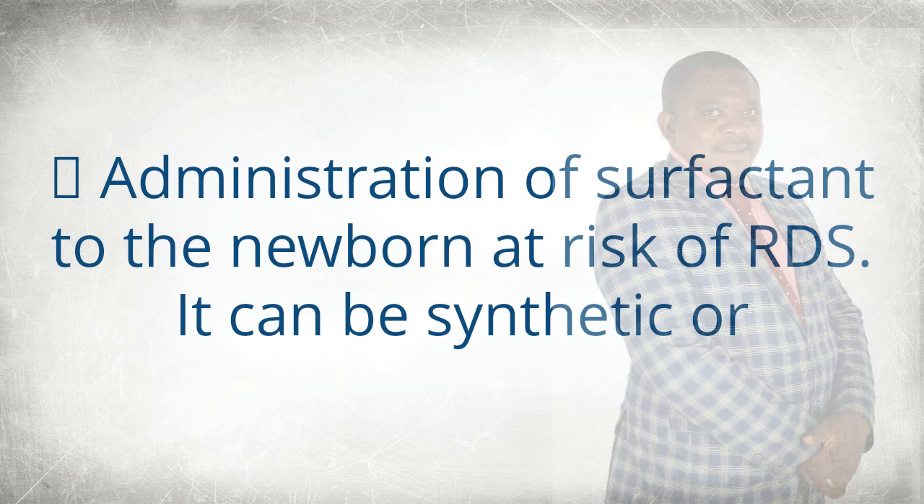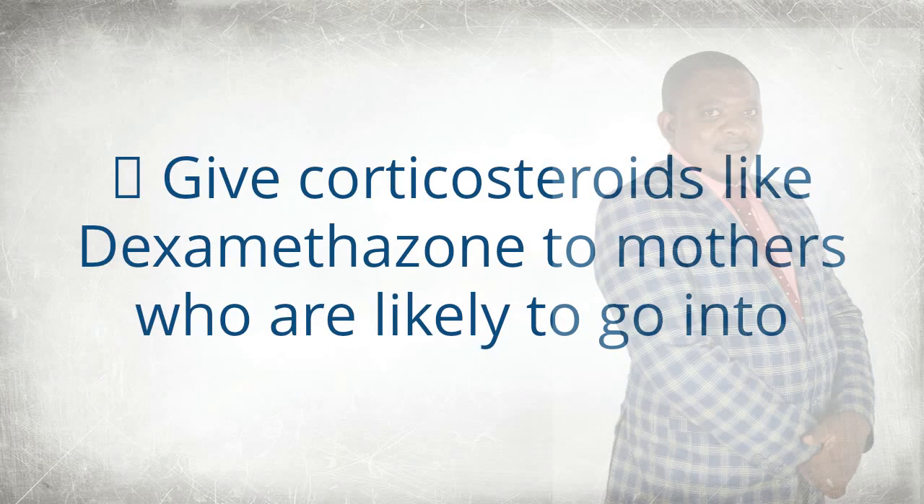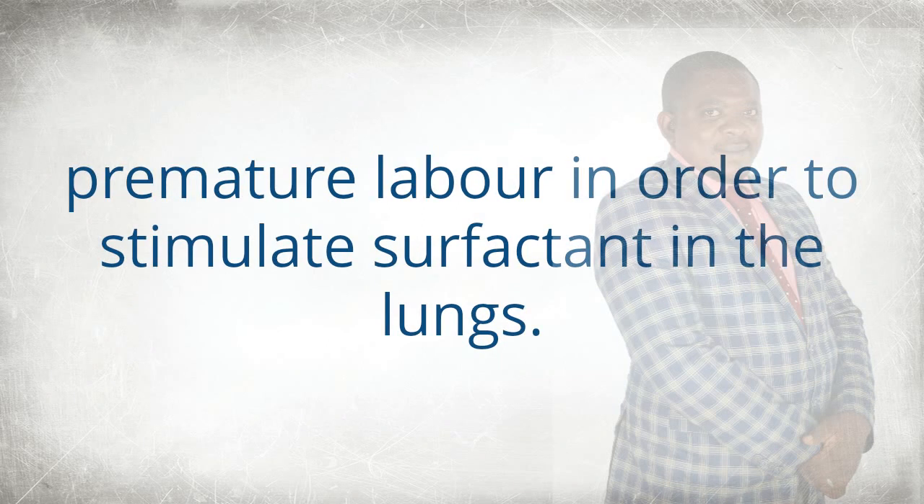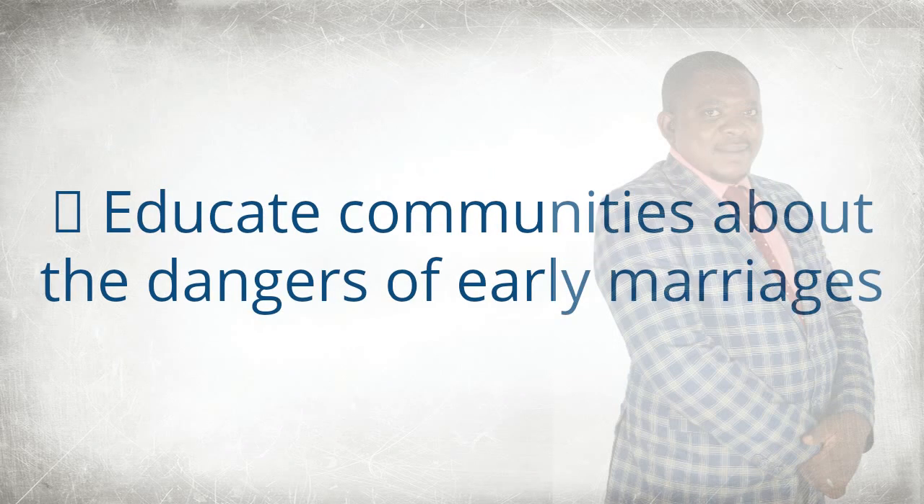It can be synthetic or natural. Give corticosteroids like dexamethasone to mothers who are likely to go into premature labor in order to stimulate surfactant in the lungs. Educate communities about the dangers of early marriages.